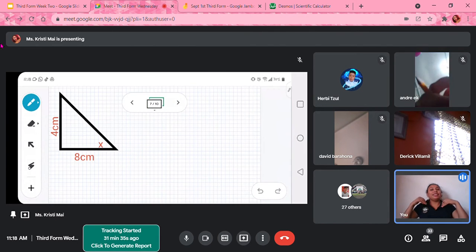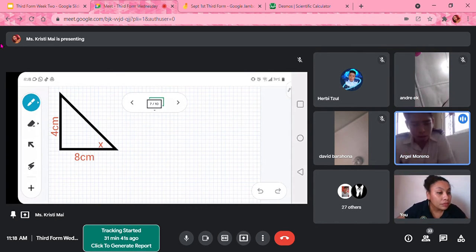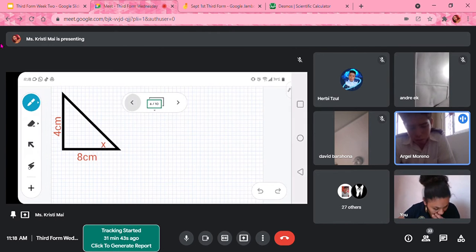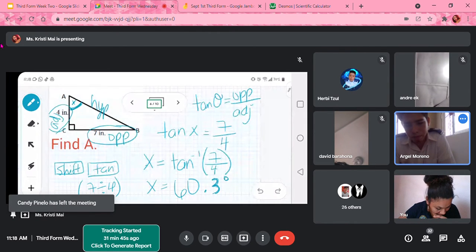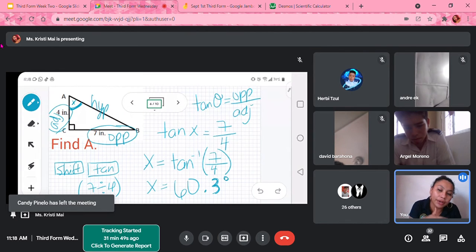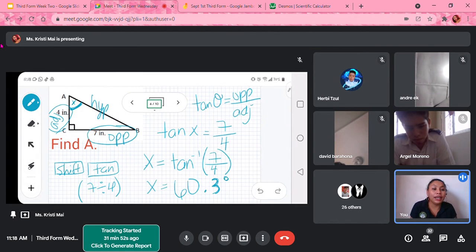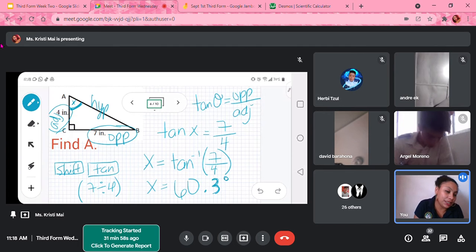So this is the first question that I have in the worksheet now. Miss, so the answer that you get, you just put the degree sign. Yeah. So these questions that we're going to work with right now, we're finding an angle. So all of your answers have to have the little degree symbol, right? It can't just be 60.3. It has to be 60.3 degrees. Right?